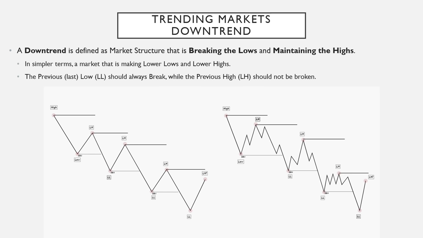We have a high, we have a low. This low should always break. This high should maintain. We have a low. We track it back. This is the lower high. This one should hold. This one should break. Okay, and we keep going on like this until, of course, we have a trend change and the market reverses.